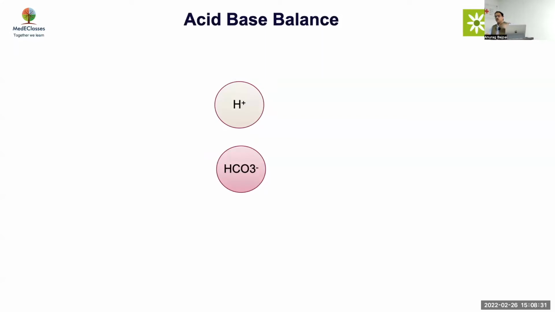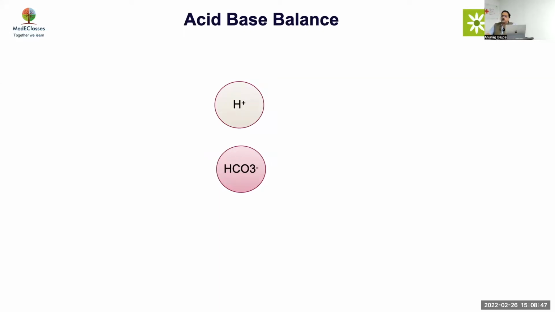In the body, we don't want the pH to become acidic or alkaline, because that is going to cause a huge problem in terms of the overall functionality. So there is a big buffer available in the body, which neutralizes these situations.